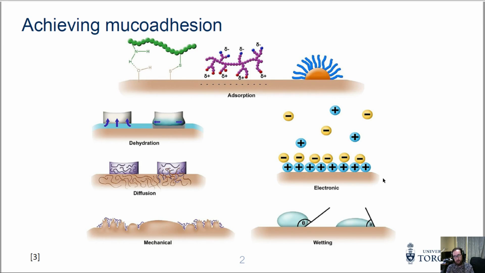Mucoadhesion is a strategy that people use with synthetic materials and polymers to try and extend the residence time of synthetic materials in vivo in mucosal systems, as well as improve physiological effect and stuff like that. There are a lot of different strategies to do this, which are outlined on this slide. And there are a lot of hypotheses around how these work.